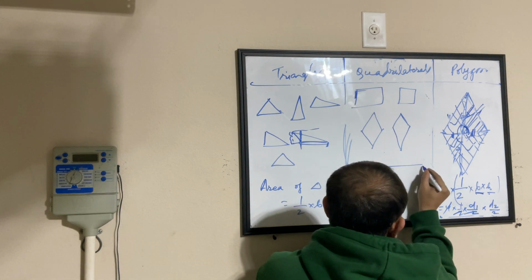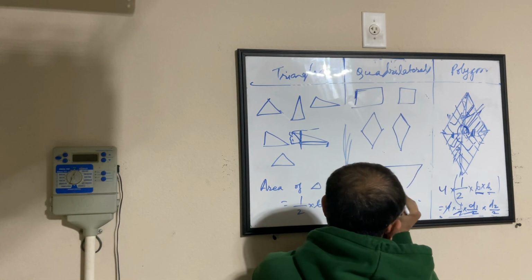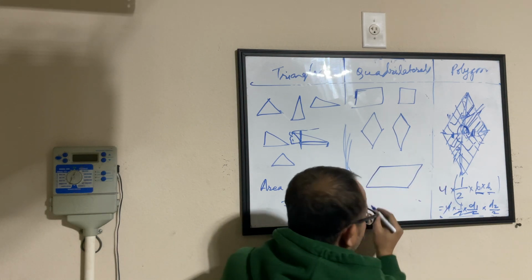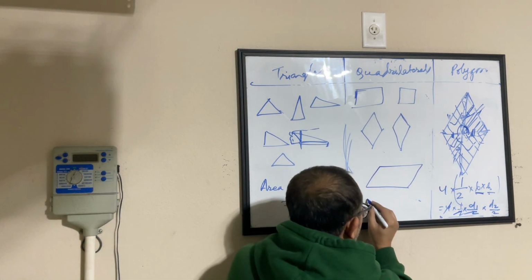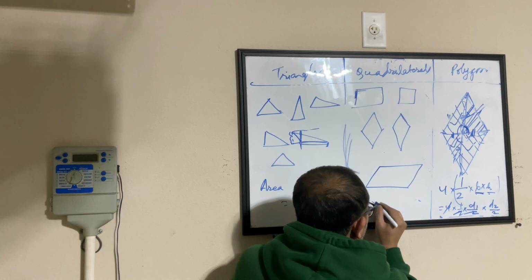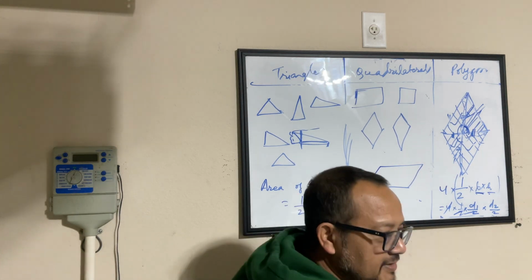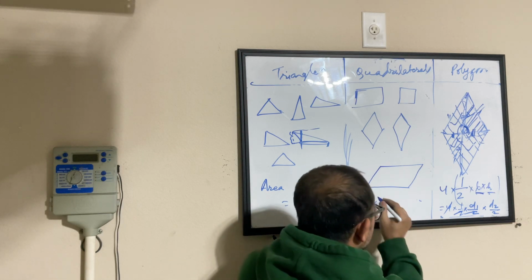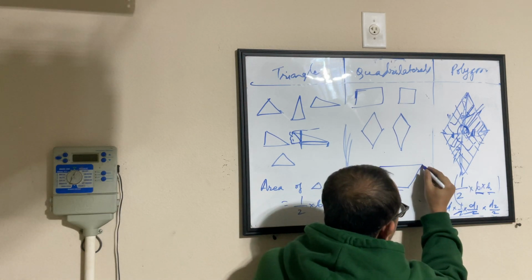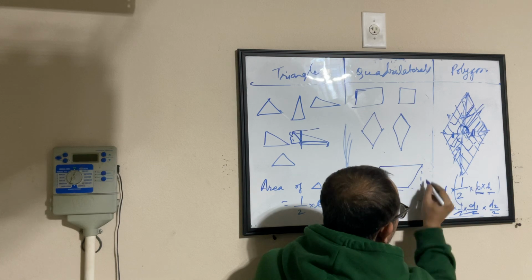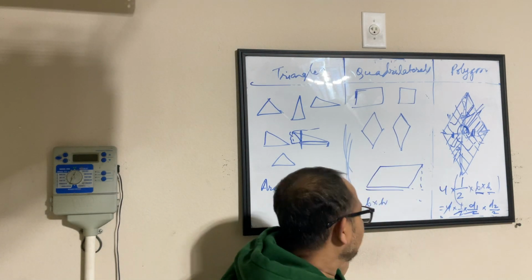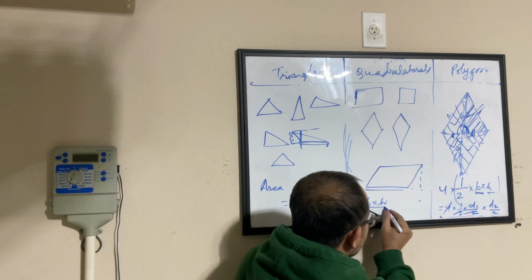Parallelogram also I will give you guys a little bit of those. Area of a parallelogram is nothing but base into height. Now you will say, why is it base into height? So this is the base and the height is the distance between the parallel lines.